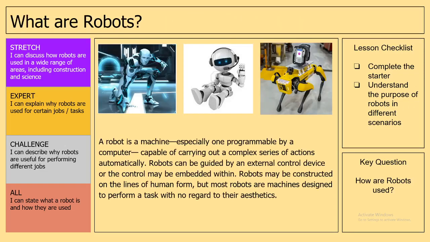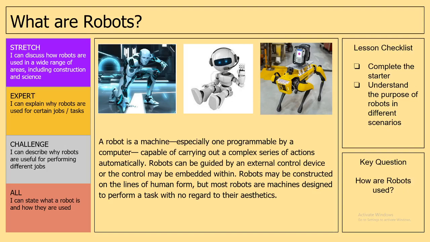So today we are looking at robots. I've stolen this definition of a robot straight off the internet. A robot is a machine, especially one programmable by a computer, capable of carrying out a complex series of actions automatically. Robots can be guided by an external control device, or the control may be embedded within. Robots may be constructed on the lines of human form, but most robots are machines designed to perform a task with no regard to their aesthetics.